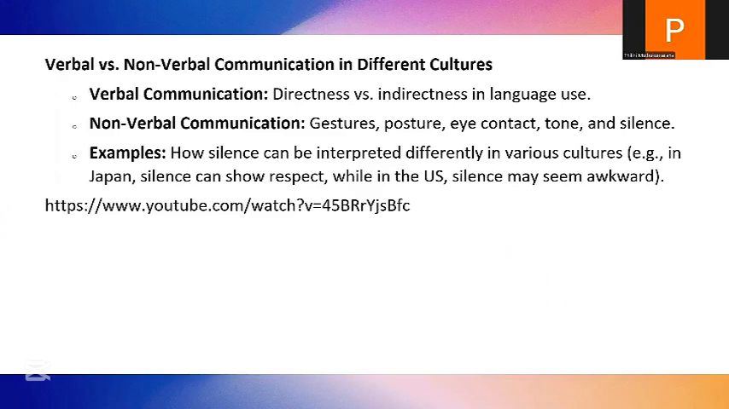So you can see verbal and non-verbal communication are very different in structure. So verbal communication can be direct and indirect language use. So we discussed about the implicit and explicit. You all can remember what we discussed. Okay. And non-verbal communication, there are postures, gestures, eye contact, tone, silence. These are very important. So for example, if we consider how silence can be interpreted differently in various cultures. In Japan, silence can show respect, while in the US silence may seem awkward, right?